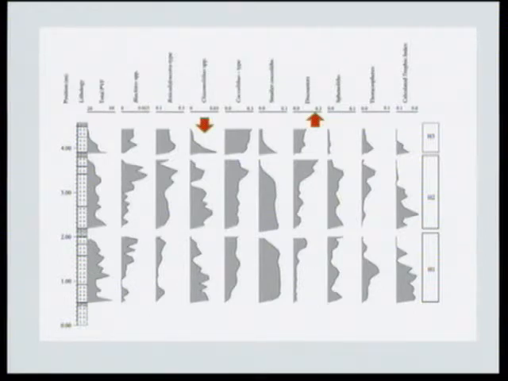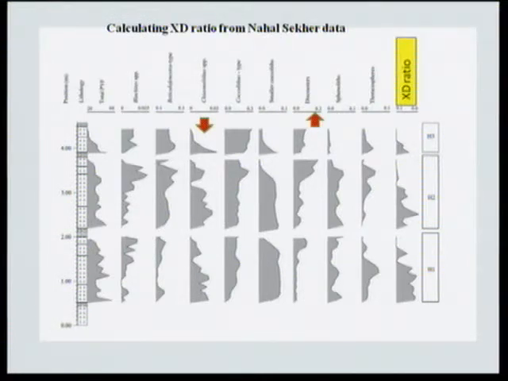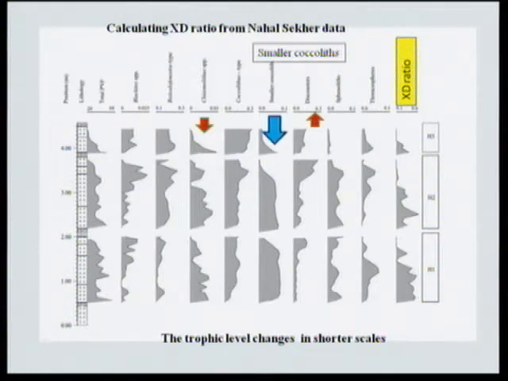But I expected this from the large section of that. We have it here in 1 or 2 meters. It's happening the same. So we can calculate the XD ratio from the Nahal Zeta section. And here it is, the XD ratio. And what we have is trophic level changes in a short section, in short scales. This is a short section. We also have smaller coccoliths, look how they behave, and large coccoliths. And one question was, what's happening to the larger coccoliths, to the carbonate producers?